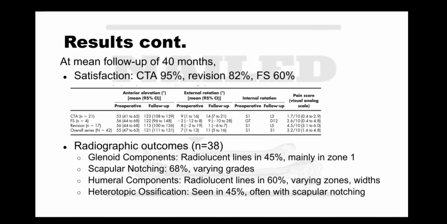And in terms of the pain outcomes, they varied based on the pathology. Again, people with a cuff tear arthropathy did really well and had minimal pain, but patients who were treated from revisions tend to have poor outcomes or mixed outcomes. And looking at the post-op radiographs, the authors report that there were radiolucent lines in about 45% of the glenoid components, and then 60% of the humeral components. And they found notching in around 68% of the patients. And heterotopic ossification was seen in about 45 of these patients. And they were often related, again, with scapular notching.